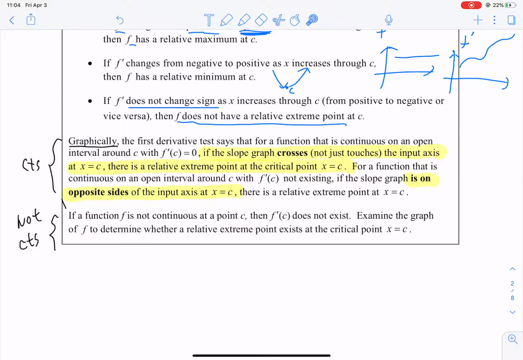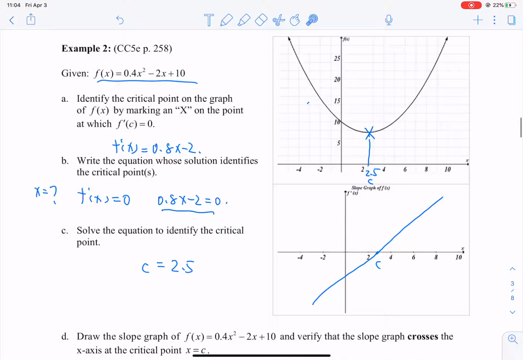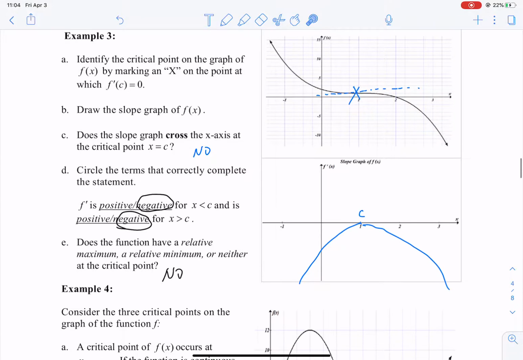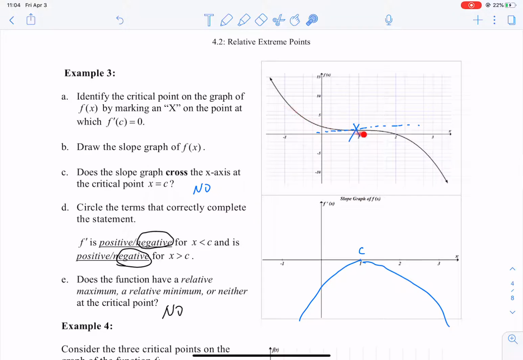So for this one, we just examine the graph of f to determine whether it is. So you just check the graph. So actually, this is an example. So you can see here, this example shows you what it means that the derivative touches the x-axis. This is the one that just touches. If it touches, then that is not a relative extreme point, because from the function graph, you can see this is decreasing all the time, especially at this point. It's not a relative extreme point.